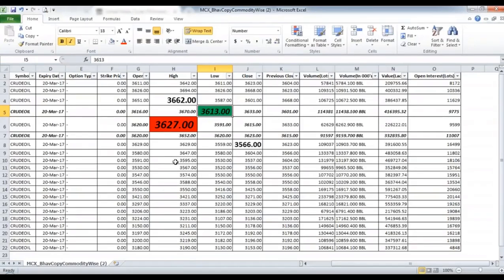Now, on the next day, the open price is about 3580. Okay, and it started moving up. And when it started moving up, it again failed around the resistance, right? 3627, correct? It went above this level and it came down and it closed. But did it go above 3613, is it? Answer is no.